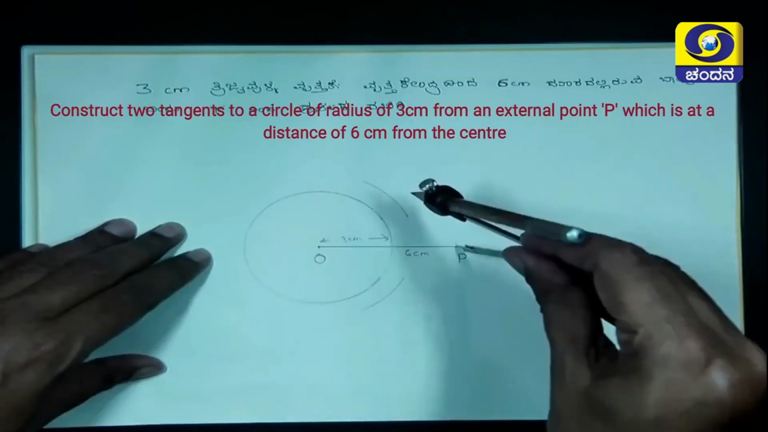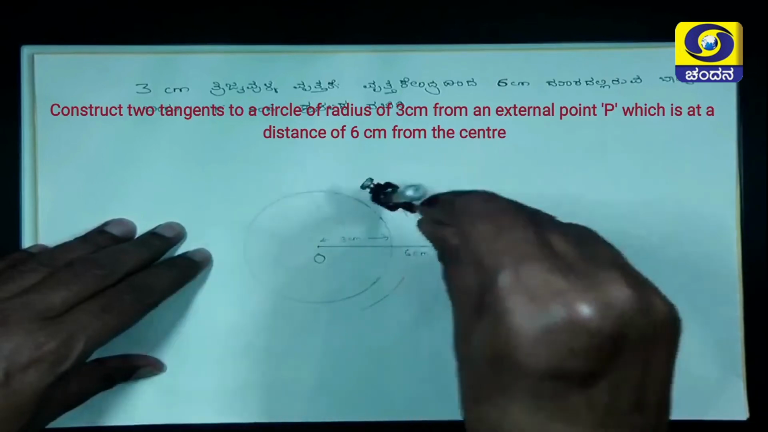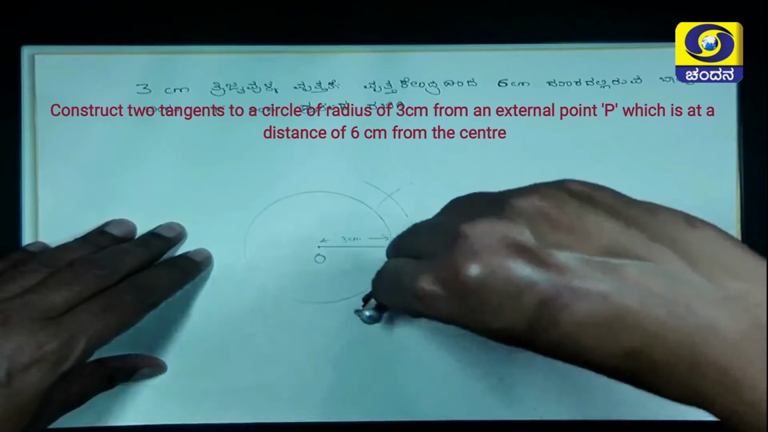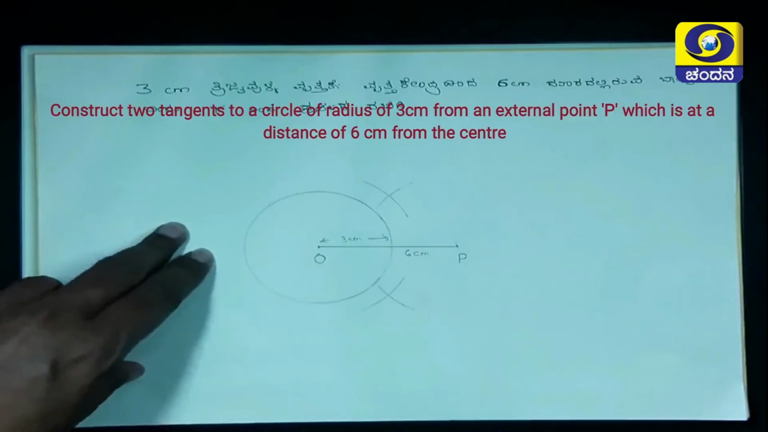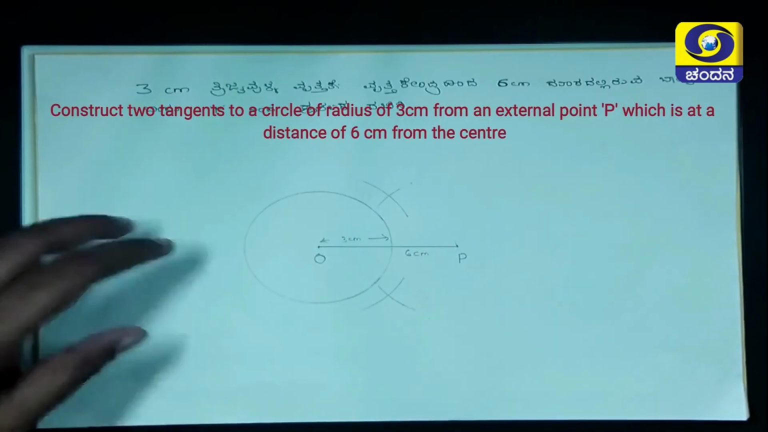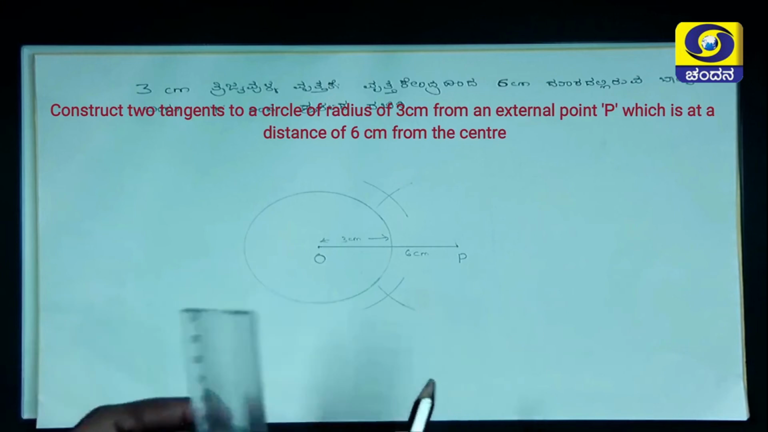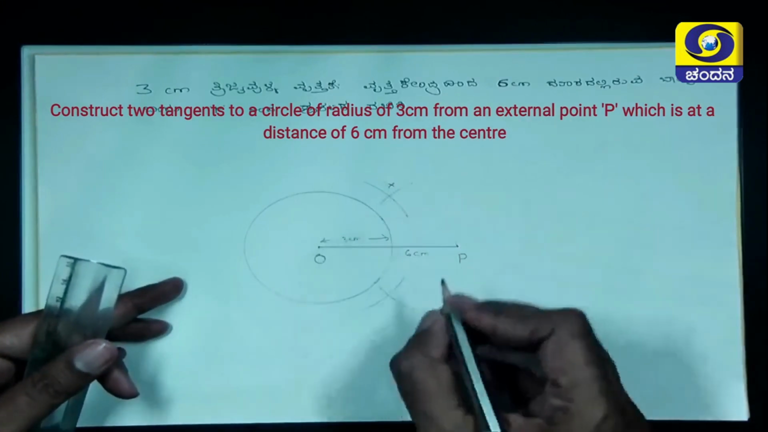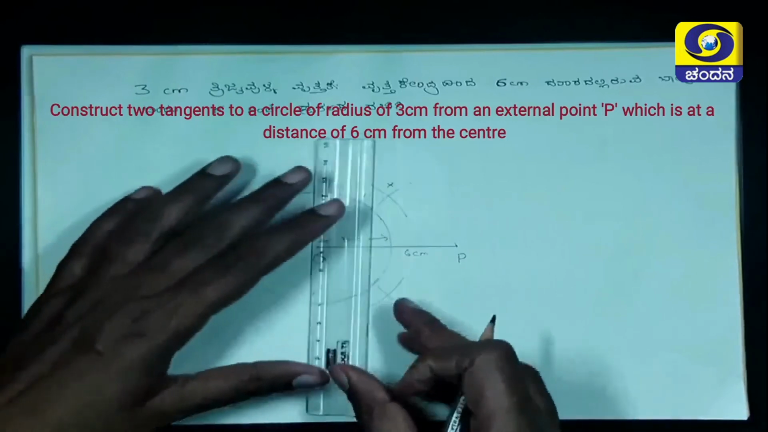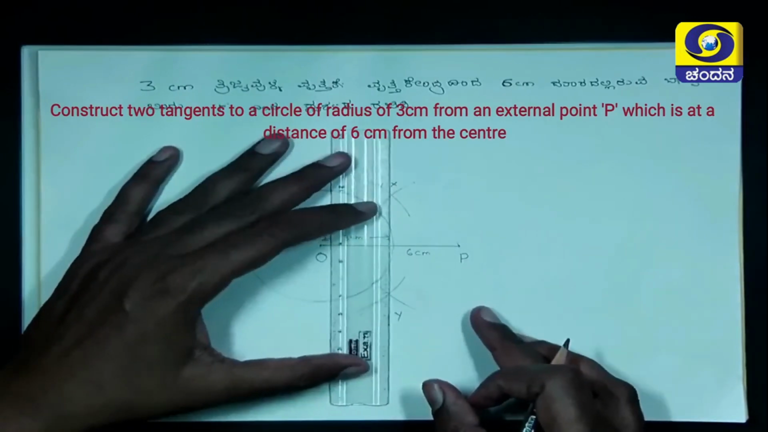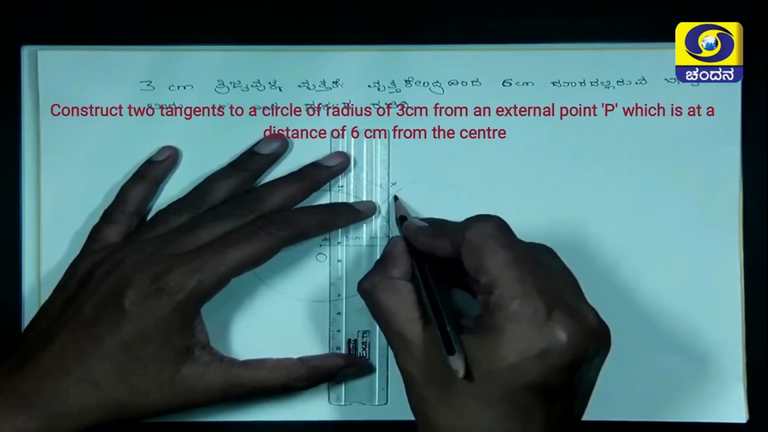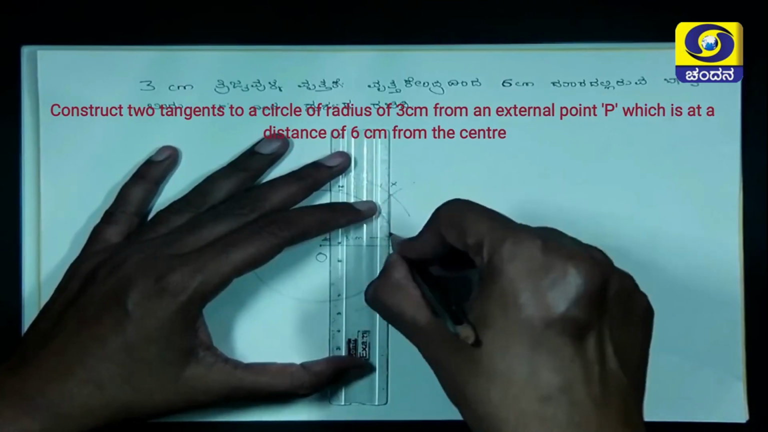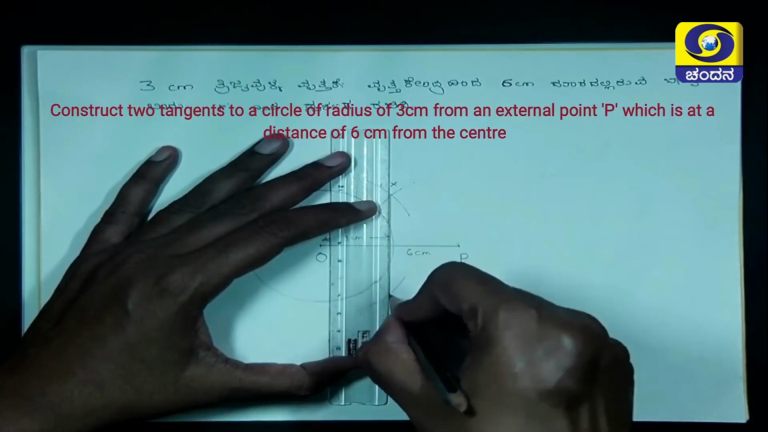With center O, we have drawn two arcs. Now we are intersecting the arcs drawn with the center O from the point P without changing the radius. X and Y are the intersecting points. Now join X and Y. Now XY line segment is the perpendicular bisector of OP.